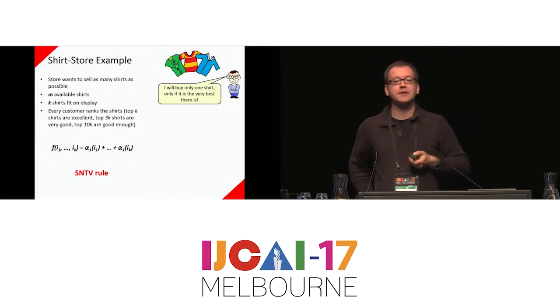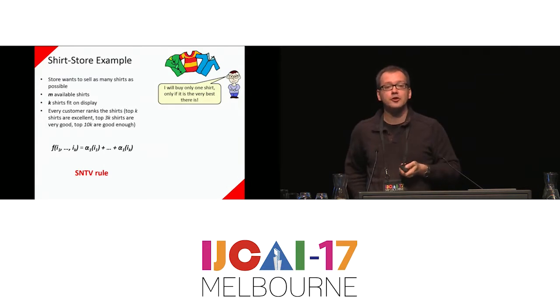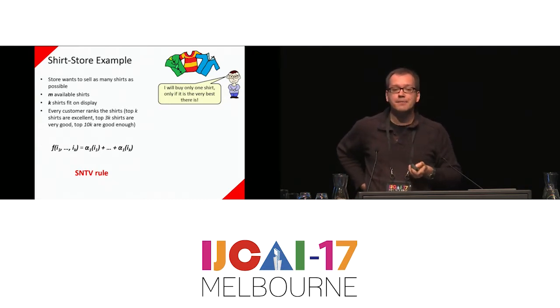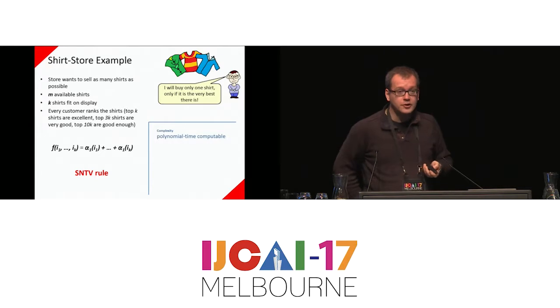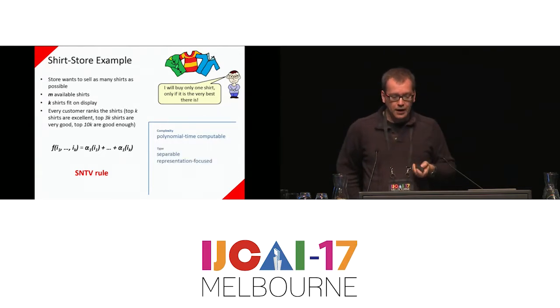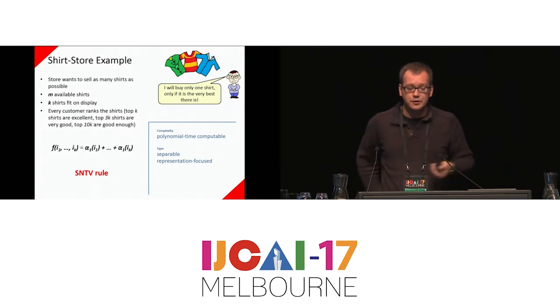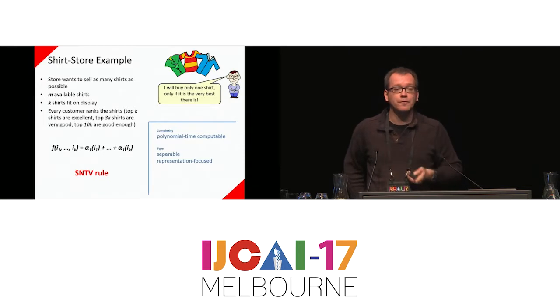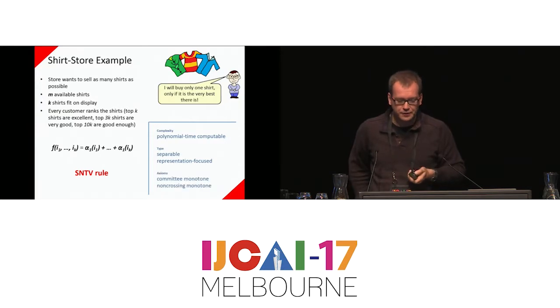But this function actually defines the SNTV, single non-transferable vote, voting rule. So essentially, under the assumption that we have customers that are only willing to buy the very best thing that they think exists in the world, then in fact this is exactly a well-known voting rule, a well-known committee rule. This rule is polynomial time computable. This rule belongs to the so-called class of separable rules, which means that it's possible to express its scoring function as a sum of single winner scoring functions. It's also a representation focus, but let's ignore that for a while.